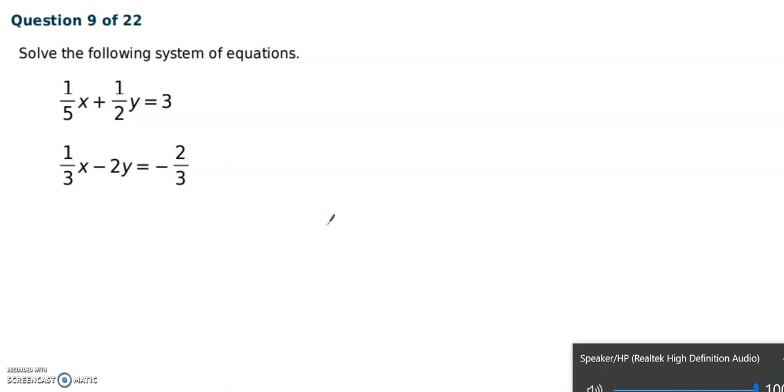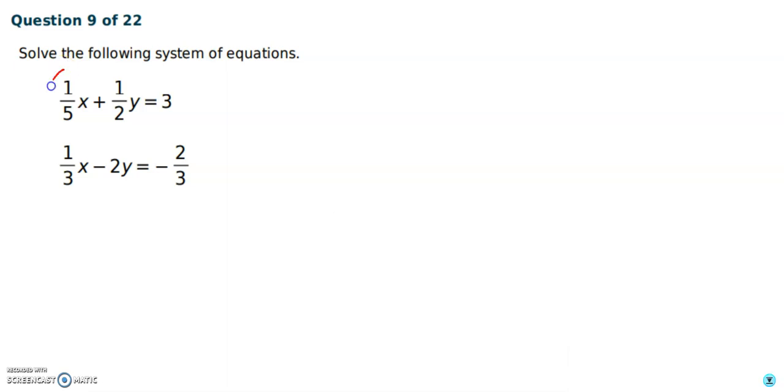We do that by looking at our fractions and finding the lowest common denominator. So in this particular question, the lowest common denominator of 5 and 2 would be 10. So we're going to go ahead and multiply the top equation here by 10. And we'll see what that does with our fractions.